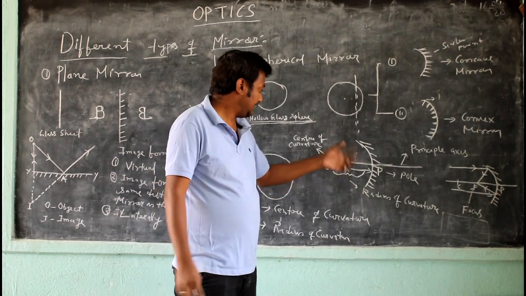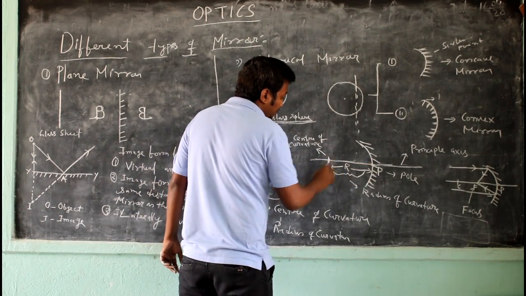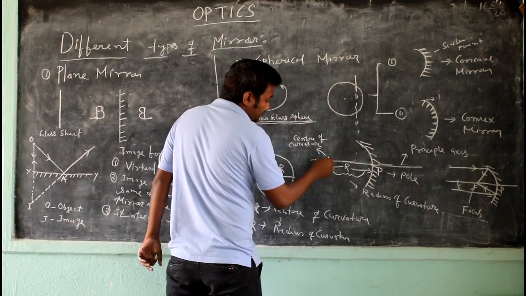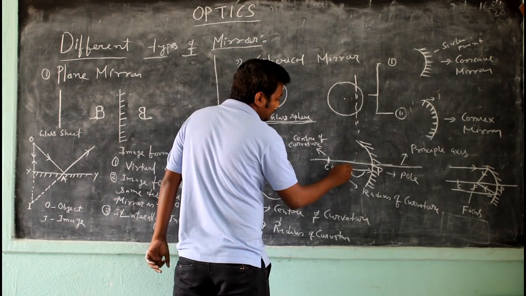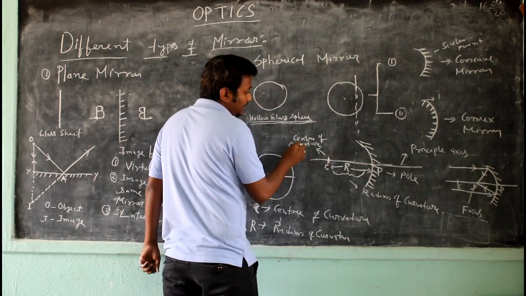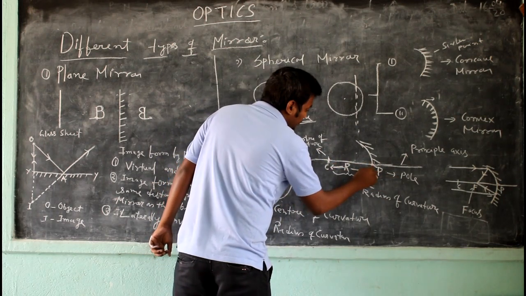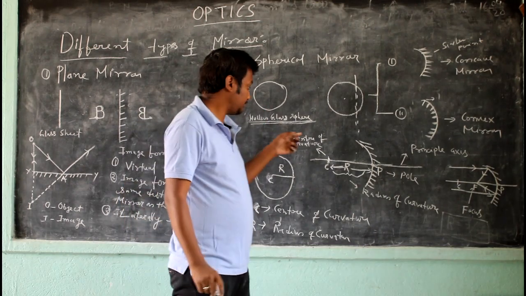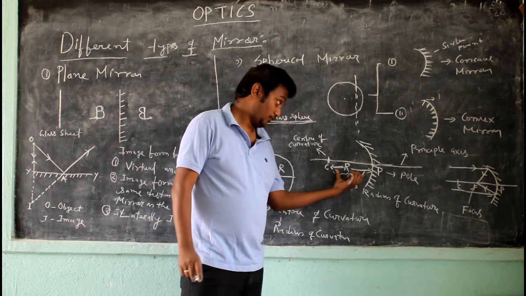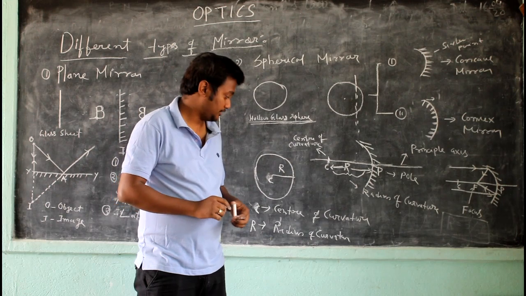Understand? Now see, this is the center of curvature and this is the pole. The distance between the two, I denoted by capital R. You can see here we denote this distance between the center of curvature and the pole as R. This distance is called the radius of curvature.